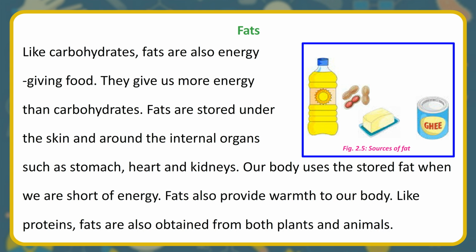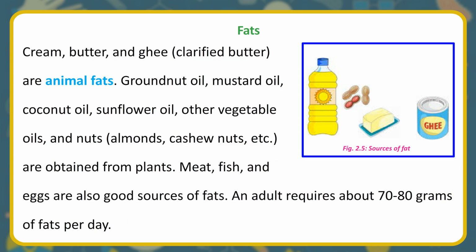Like proteins, fats are also obtained from both plants and animals. Cream, butter, and ghee, clarified butter, are animal fats. Groundnut oil, mustard oil, coconut oil, sunflower oil, other vegetable oils, and nuts, almonds, cashew nuts, etc., are obtained from plants. Meat, fish, and eggs are also good sources of fats. An adult requires about 70-80 grams of fats per day.